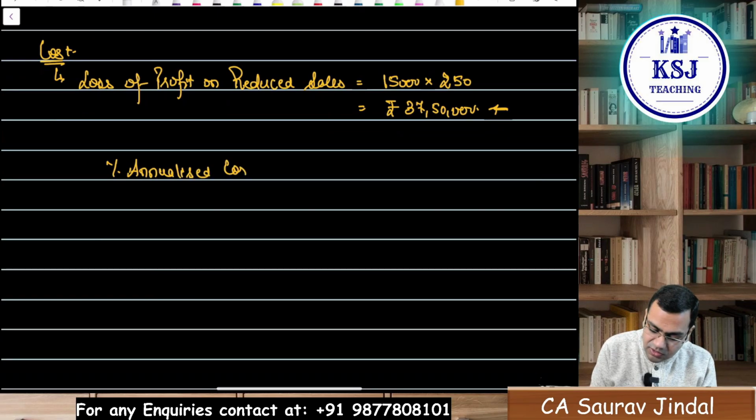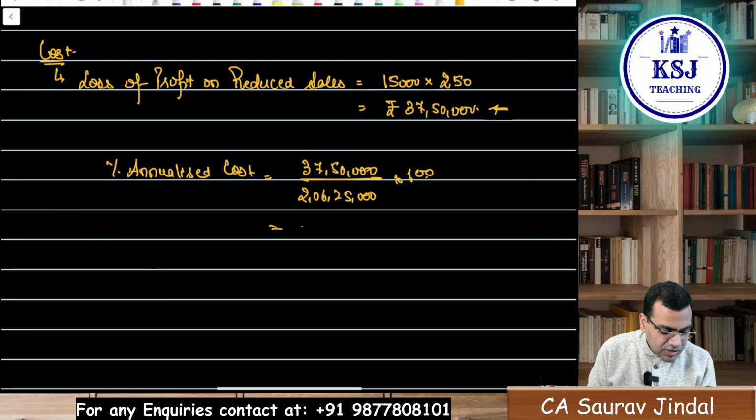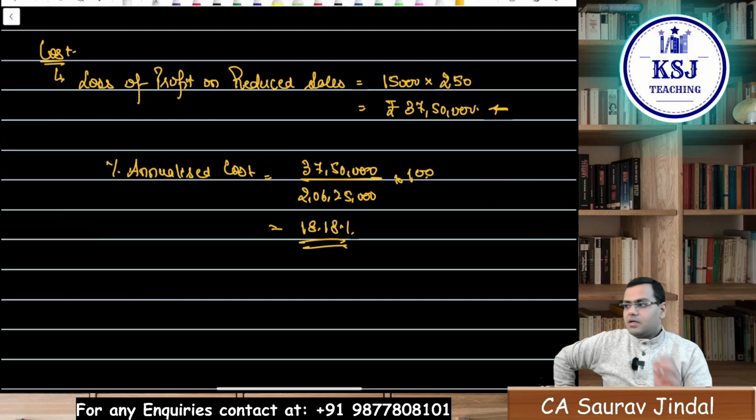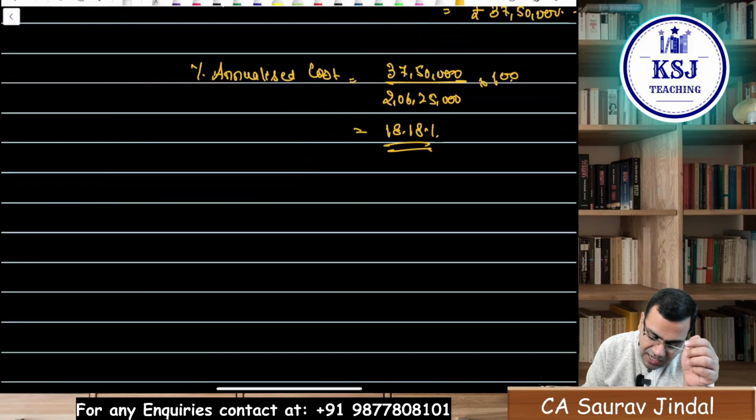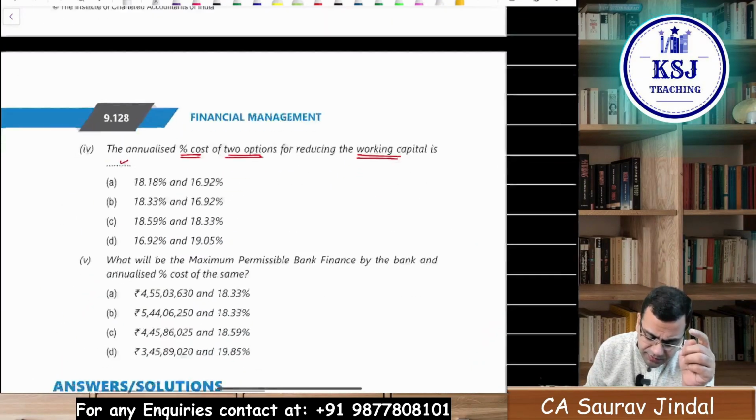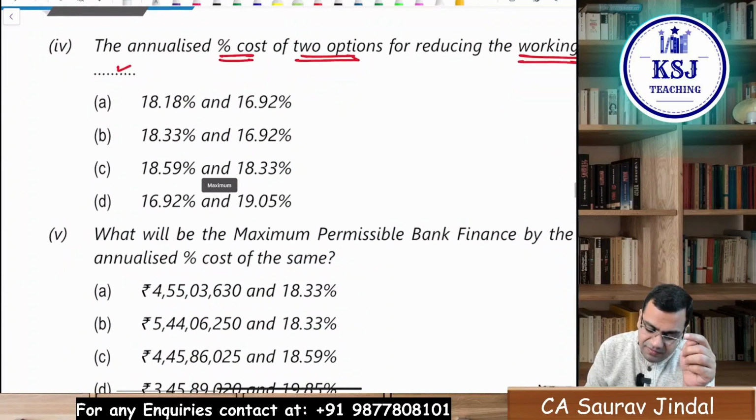Percentage annualized cost. That comes to 37 lakh 50,000 for a benefit of 2 crore 6 lakh 25,000, correct? Multiplied by 100. So this will come to 18.18%. Right? So whenever you see the words "percentage annualized cost", that means you have to calculate what is the cost that you have to bear to get a certain benefit. Now, if you look at the options of this part 4, there is only one option with 18.18%.